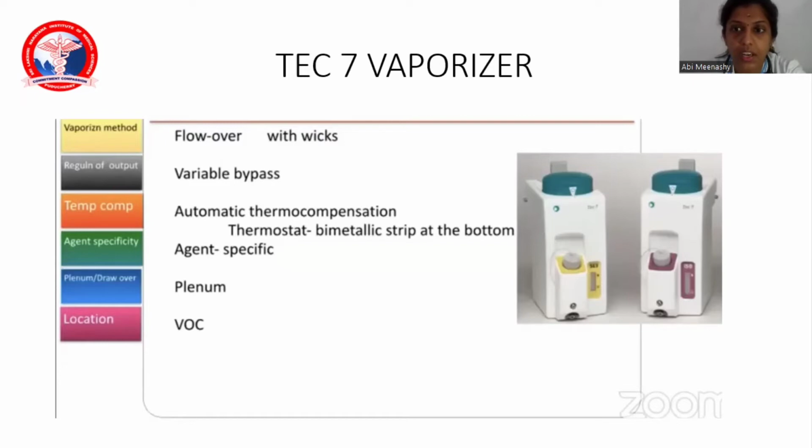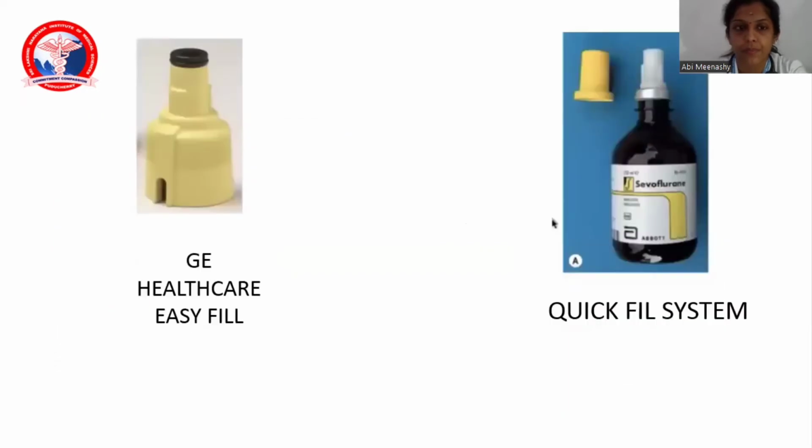It is agent specific. Like you can see, you have a purple vaporizer for isoflurane. You have a yellow vaporizer for sevoflurane. It is a plenum vaporizer. It is a vaporizer outside circuit. 6 points done. Okay.